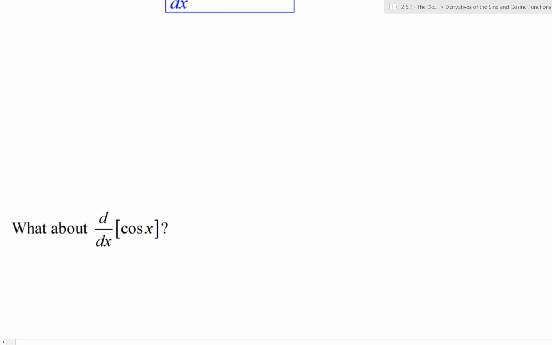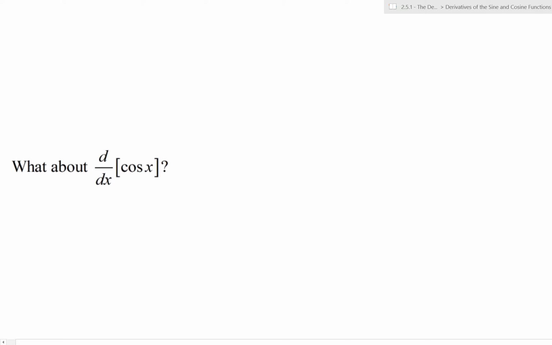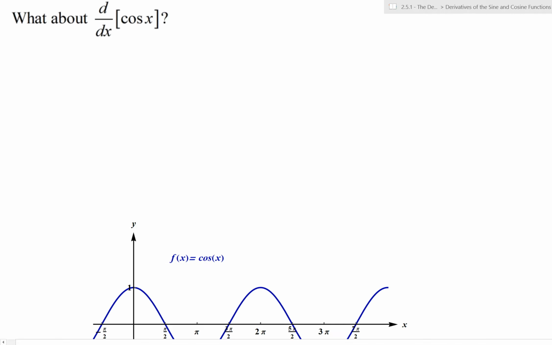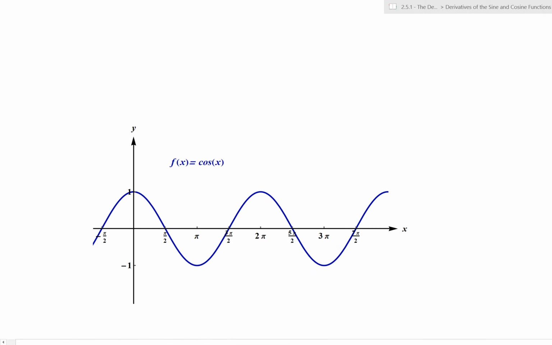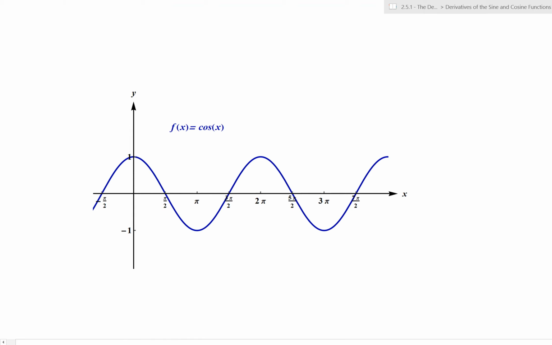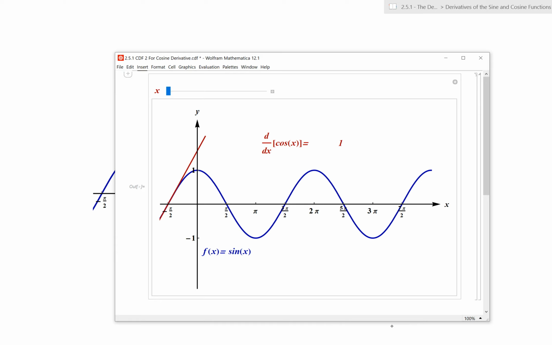But what about the other function? We're also after the derivative with respect to x of the cosine of x function. So recall, here's our cosine function, right? Now we know it's also the derivative of the sine function, and we can play a similar game that we played before. And in fact, I have another figure for the cosine function here showing its slopes.